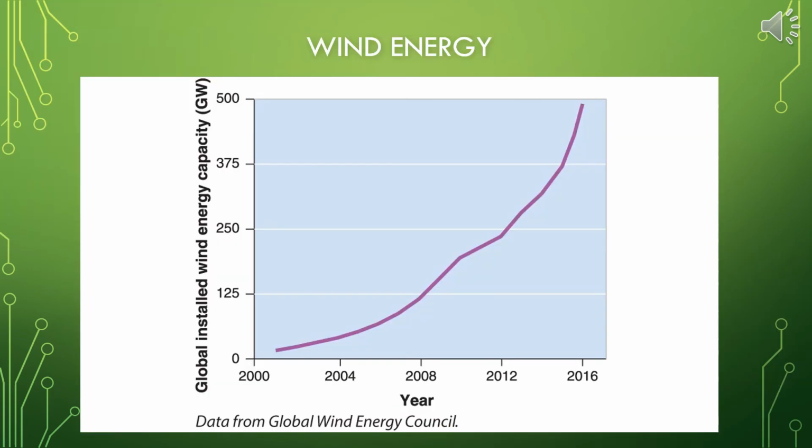Wind energy. This graph shows you the global installed wind energy capacity by gigawatt per year. You'll see that from 2000 to 2016, we made massive gains in the amount of energy we're getting from installed wind energy. The hope is that this will continue to rise. However, there are some problems associated with using wind energy. One of those being that it doesn't always work in every place, and there are storage problems associated with it as well.